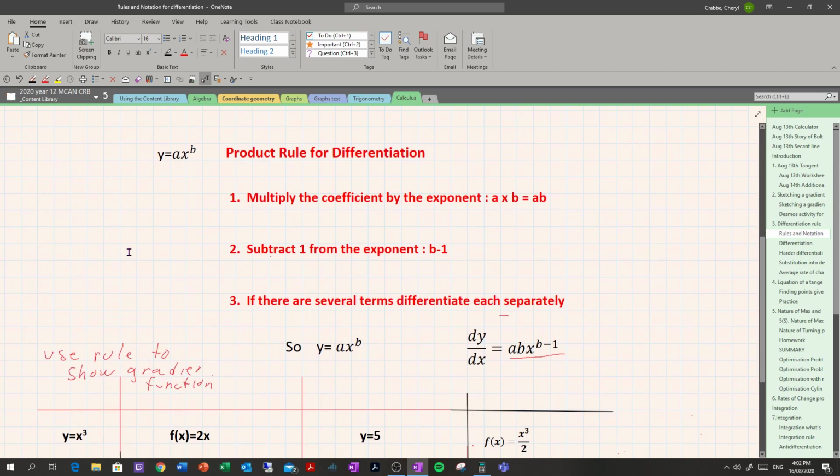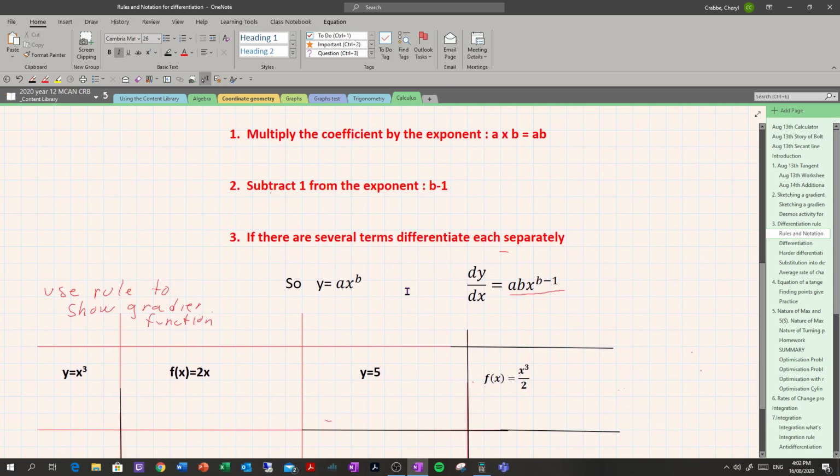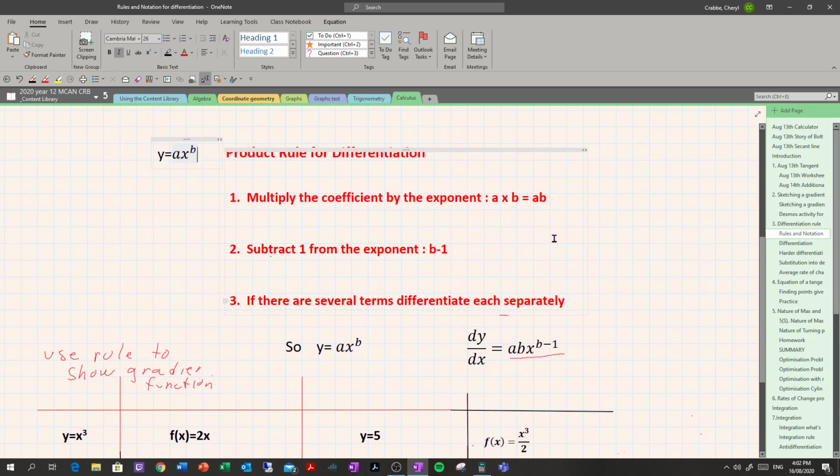So the rule. Let's try this rule again, the power rule, if you will. What do you do first? You multiply the coefficient. The coefficient is a number out in front of the x, in this case a, by the exponent. So a times b. That's the first step. Second step, subtract 1 from the exponent. So in this case, it's b minus 1. If there are several terms, differentiate each separately. So that's it. That's all you're doing.